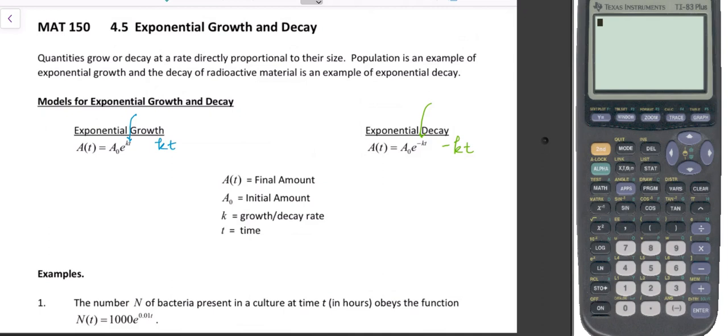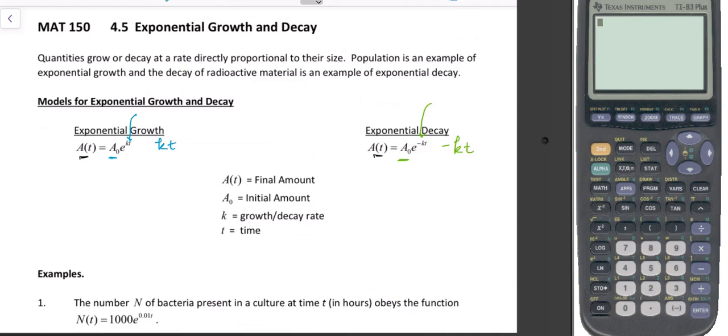So now let's talk about what each of those variables represent in those formulas. The A of t, what each of these are set equal to, is always going to be the final amount. So I start with an initial amount and it either grows or decays, and the A of t is the final amount we end up with. The A sub naught, which looks like a sub-zero in both of these formulas, is always the initial amount that I begin with.